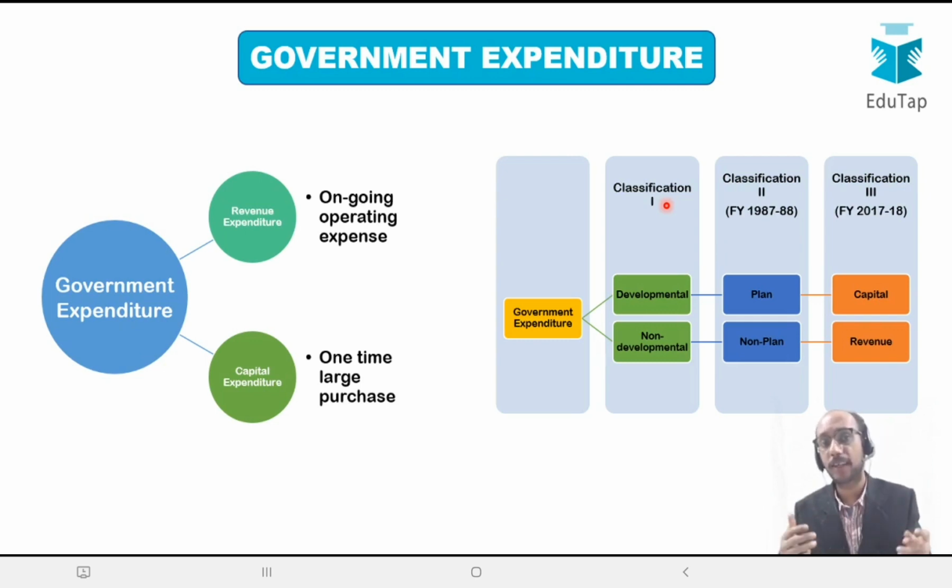But what about the things which have already been created? The schools that have been created need to be painted, they need to be repaired. So what about that kind of expenditure? That was referred to as non-plan expenditure. So every expenditure that did not result in creation of an asset was referred to as non-plan expenditure. Are you getting my point?